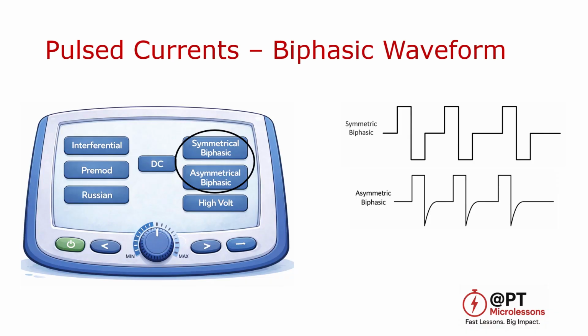Two of the most common pulse current waveforms are symmetrical and asymmetrical biphasic, and these are commonly used for pain modulation, or for NMES to produce muscle contraction. Now even though this is pulse current, these waveforms still alternate polarity with each pulse, similar to alternating current. And that's important, because it helps prevent charge buildup, and reduces the risk of tissue damage.